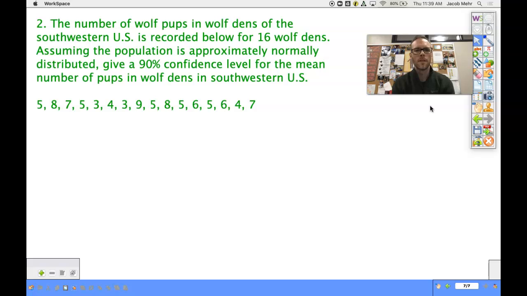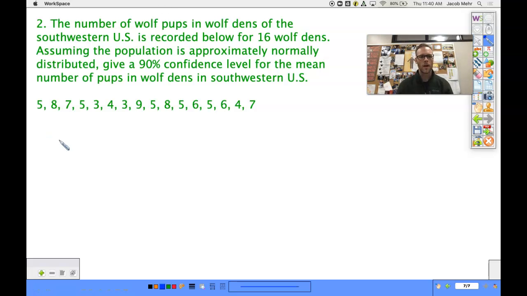The number of wolf pups in wolf dens of the southwestern U.S. is recorded below for 16 different wolf dens. Okay, so they went into wolf dens, they counted how many pups there were. Assuming the population is approximately normally distributed, give a 90% confidence level for the mean number of pups in wolf dens in the southwestern U.S. Okay, doesn't say it here, but I would assume that this would be random wolf dens. It is a normally distributed population for the number of wolf pups in a den. So we're good to move forward.